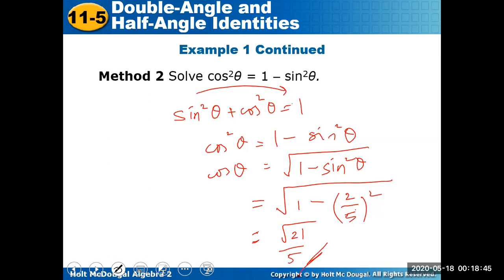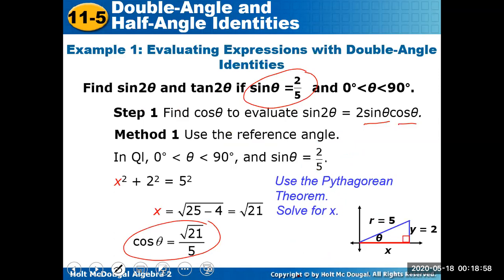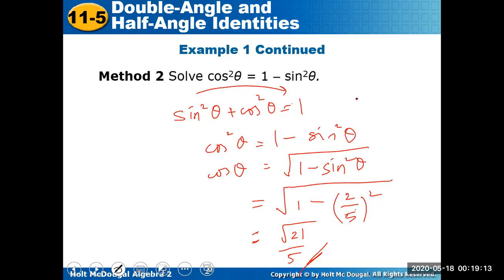Now you need to be careful about one thing, the sign convention, when you are solving using this method. Since the quadrant mentioned for theta was the first quadrant, in the first quadrant all the trigonometric ratios are positive: sine, cosine, and tan. So it's simple because here I can just use positive.